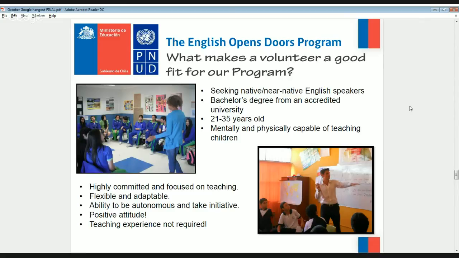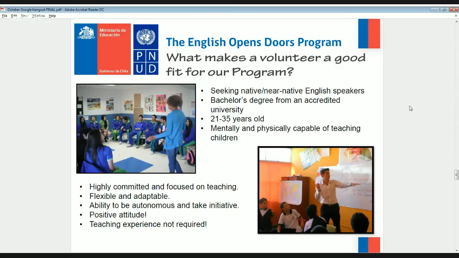So some of our requirements are that we are seeking native or near native English speakers who have obtained a bachelor's degree from an accredited university, and we do have an age range that we're looking for. We look for candidates between the ages of 21 and 35 years old. However, we do want to note that in the past we have made exceptions for candidates who are over the age of 35. So if you are interested in this particular initiative and you're over the age of 35, we still invite you and encourage you to apply, as we do make exceptions on a case-by-case basis.